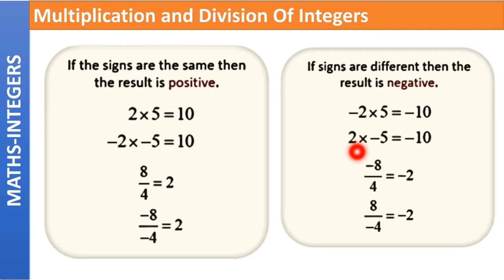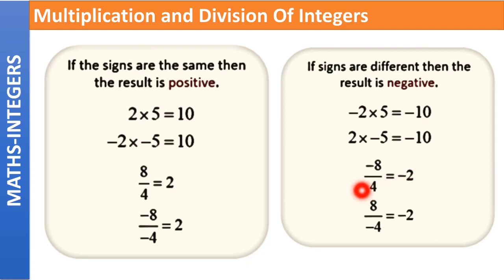Coming to the absolute values, 2 into 5 is equal to 10. The signs are different, so the result is negative in both the cases. Coming to division, minus 8 by 4. Here 8 is negative and 4 is positive. Both the signs are different. Hence the result also carries the negative sign. Coming to the absolute values, 8 divided by 4 is equal to 2.